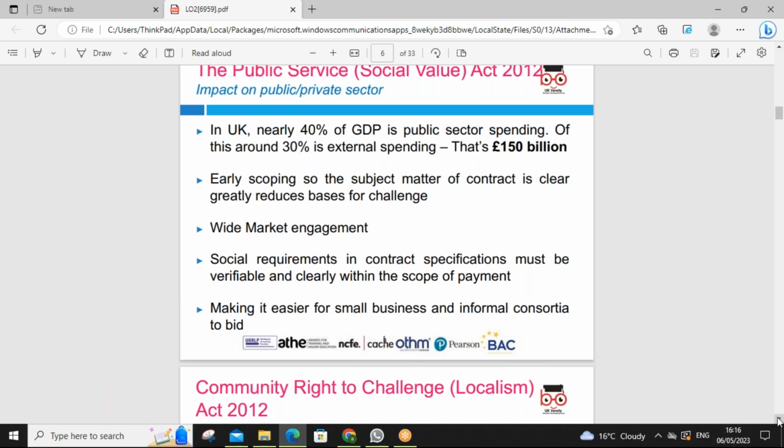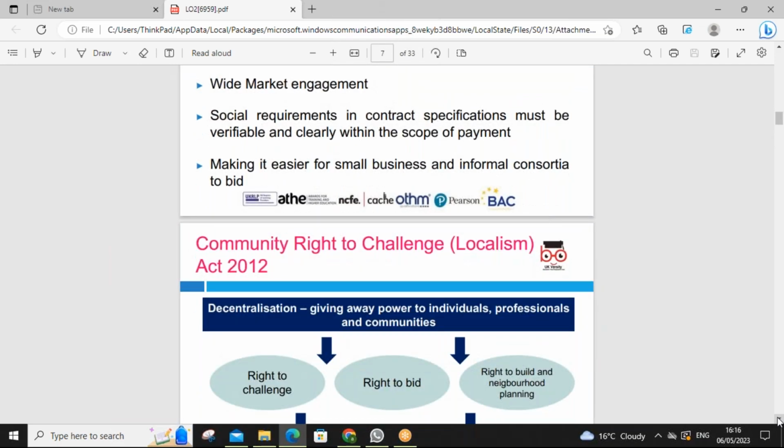On scoping, the subject matter of the contract, being clear greatly reduces the basis of challenges, along with wide market engagement. We want the contract or tender to be beneficial to the whole of society, with social requirements in the contracts. The specification must be clearly verifiable. We also have the Bribery Act 2006 in the UK, which needs to be followed when we deal with these. We should make it easier for small businesses to be informed and to bid.